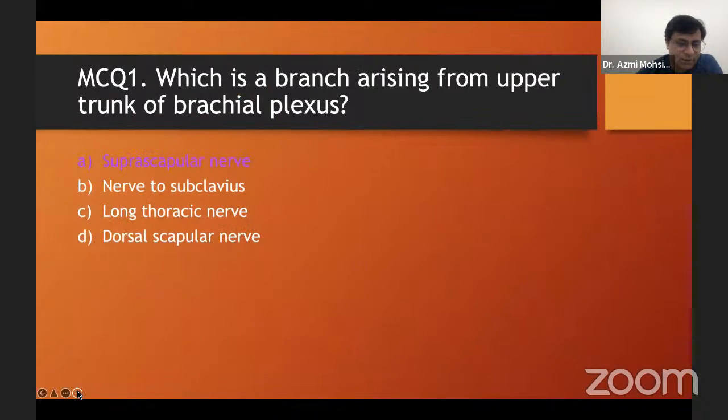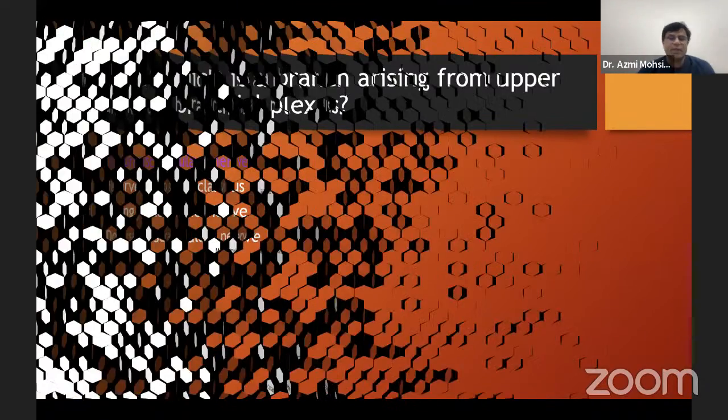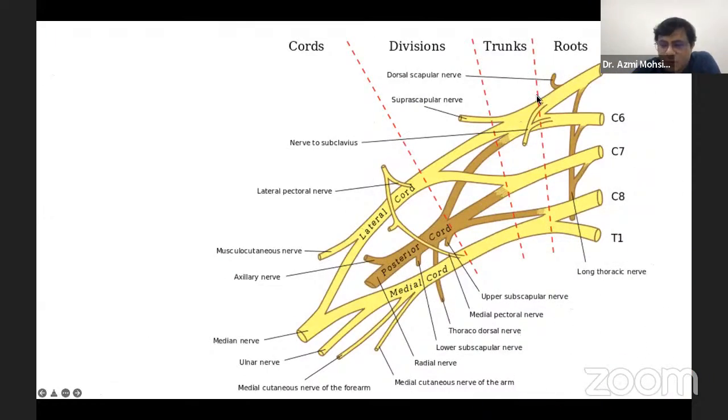The answer to this will be the suprascapular nerve. I told you there were 2 nerves arising from the upper trunk, suprascapular and nerve to subclavius. Why is suprascapular nerve the answer? Because sometimes the nerve to subclavius takes origin from the roots of C5 and C6, not always from the upper trunk, and you have to select the most appropriate answer. The answer will be suprascapular nerve.